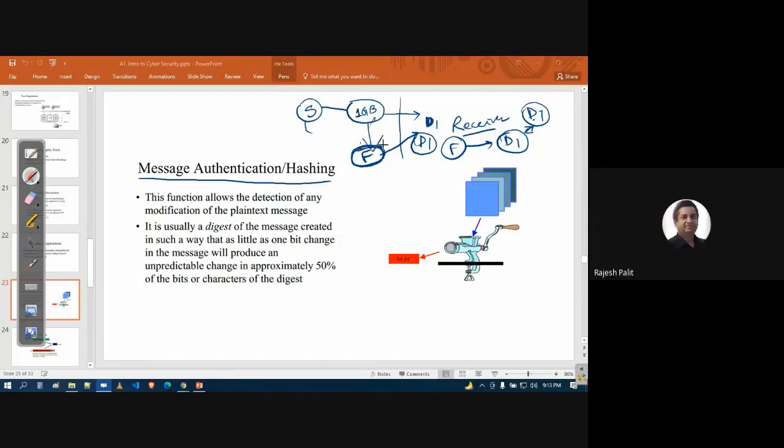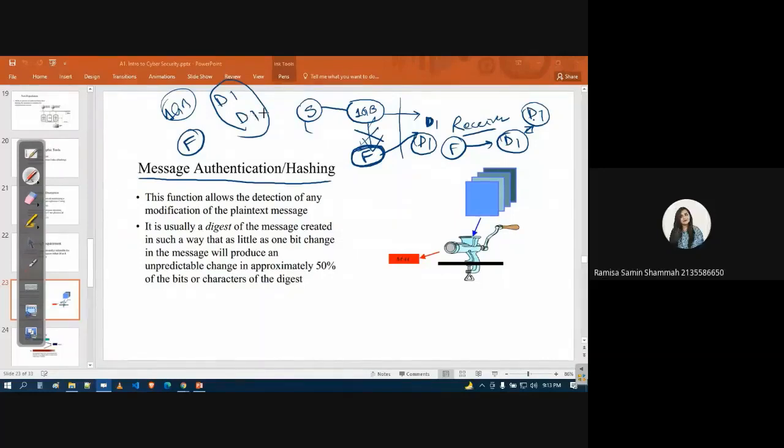But to find another file that generates D1 is not possible, or very difficult to find, and we will see that later on. It is very difficult computationally to get another file which produces the same digest.